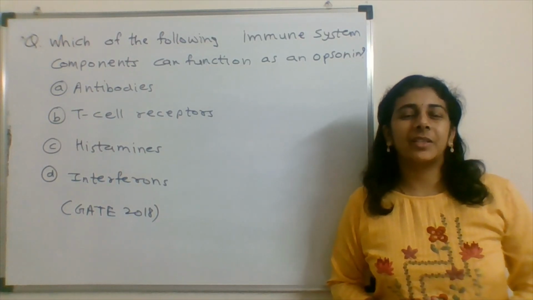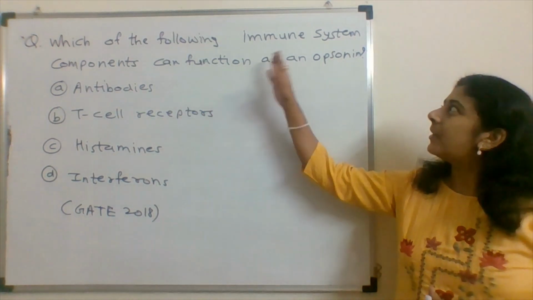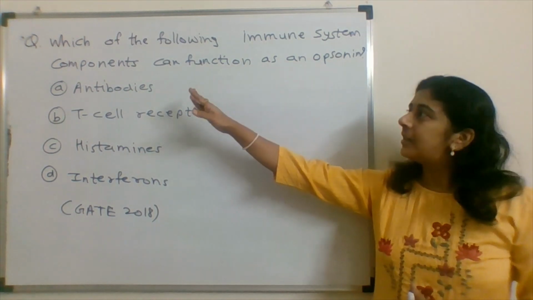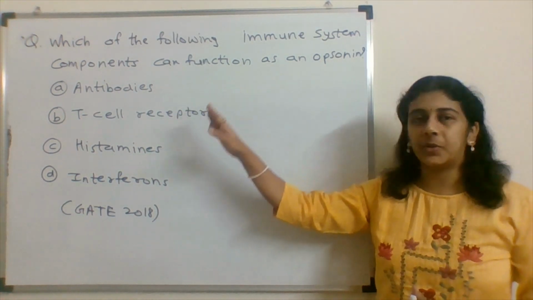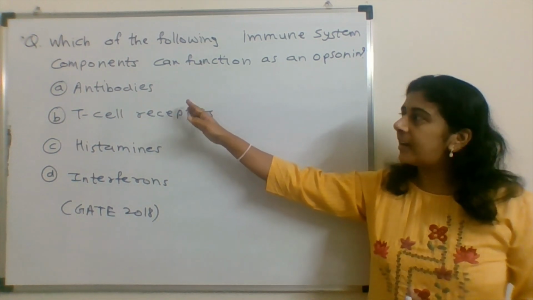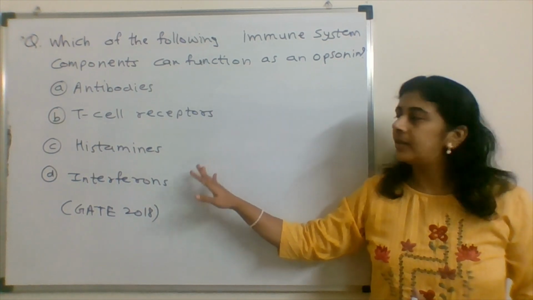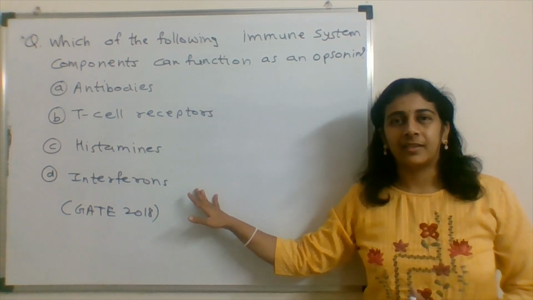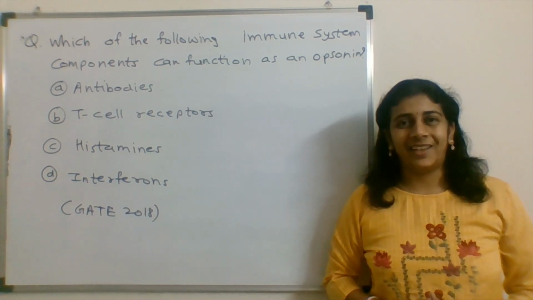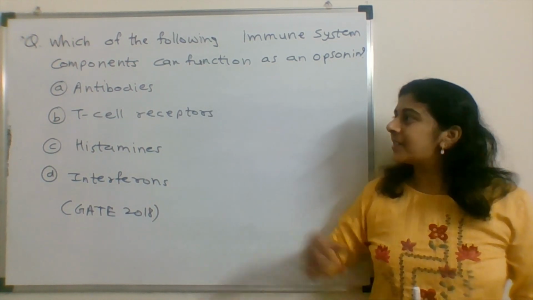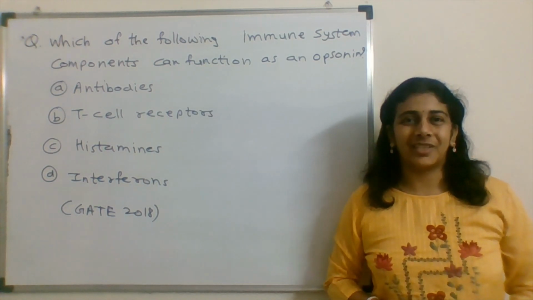Let's solve one question for today's video. Which of the following immune system components can function as an opsonine? The options are antibodies, T cell receptors, histamines or interferons. The question is from GATE examination 2018. So let's understand what are these four options to find the answer for the question.